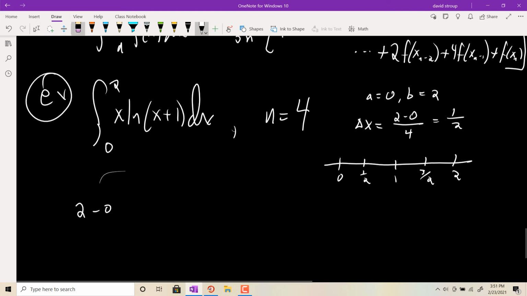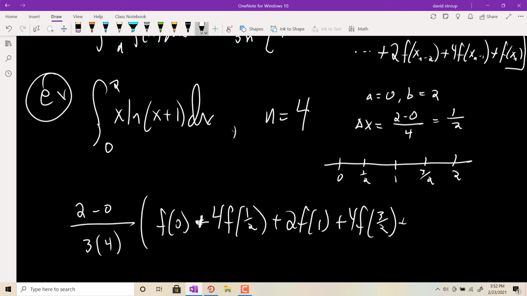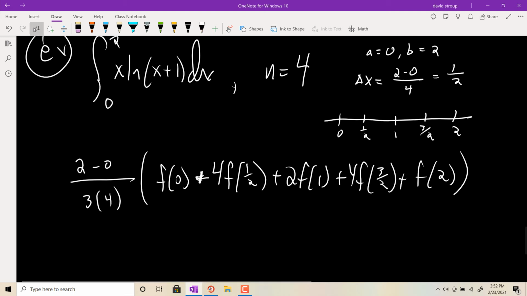So we'll have b minus a, 2 minus 0, all over 3 times n. So in this case, it's 4. And then times, now we start with the f of x sub 0, right? So we have f of 0 plus 4 f of 1/2 plus 2 f of 1 plus 4 f of 3/2 plus the last one, right? So f of 2. Okay, so what do we have? 2 all over 12 is 1/6.